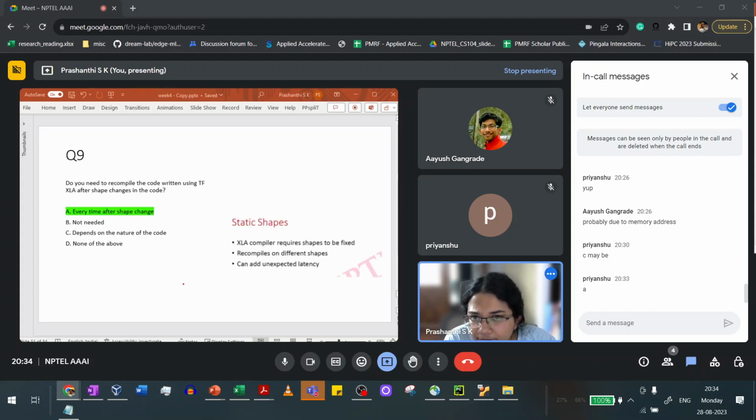Okay, so it is every time after shape changes. If you remember, the XLA compiler requires shapes to be fixed. So the moment shapes change, it recompiles. If you think about why this is, there are optimizations that are dependent on this, right? So if your shape changes, certain optimizations might change, which is why it recompiles.